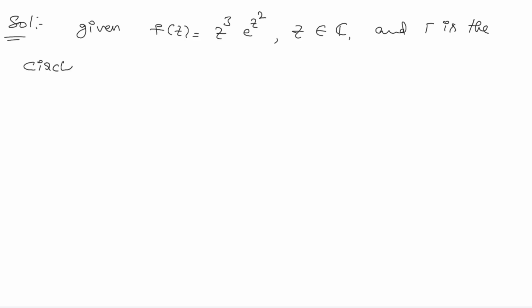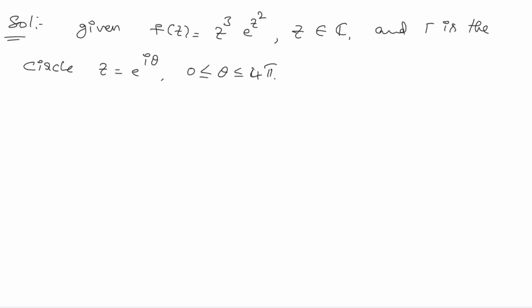Given that f of z equal to z cube times e to the power of z square, z belongs to the complex numbers, and gamma is the circle z equal to e to the power of i theta, where theta varies from 0 to 4 pi.